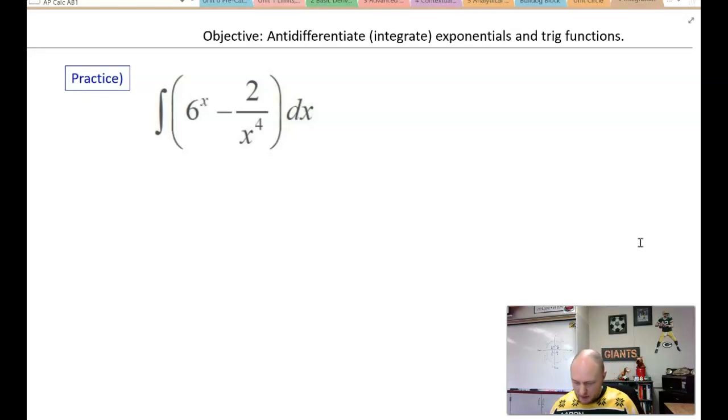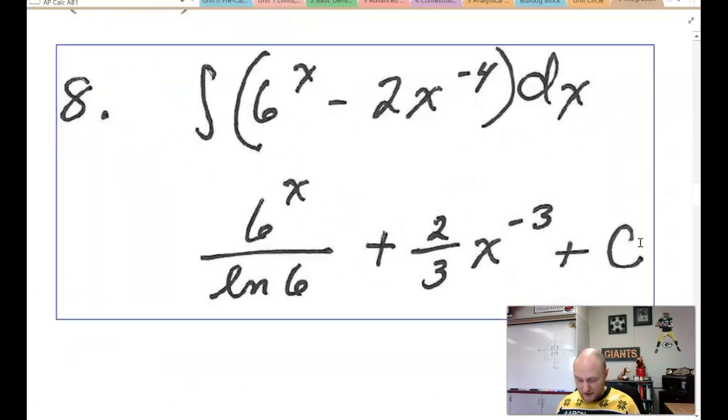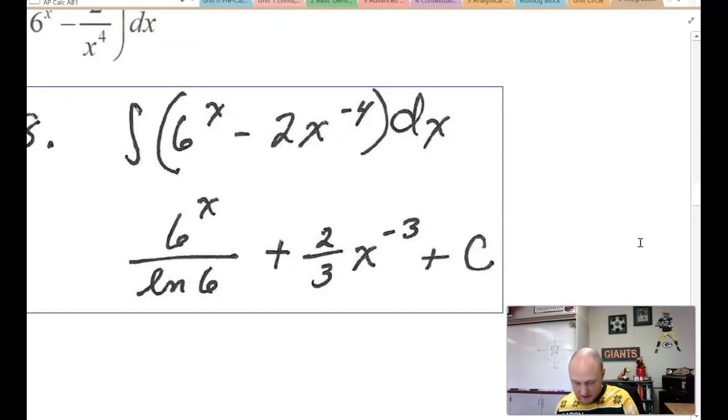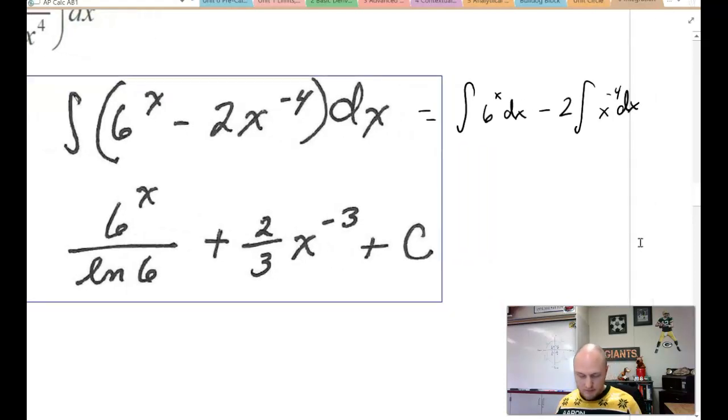All right, I'm going to post the solution. We have the integral of 6 to the power of x minus 2 over x to the 4th. The first one, we're integrating the exponential, so the answer is just going to be itself. On the second one, hopefully you rewrote that as x to the power of -4, with a 2 out front, right? They don't seem to have that rewrite, so I'll show you that rewrite here: 6 to the power of x dx minus 2 times the integral of x to the -4th dx. Oh, they do have that there.